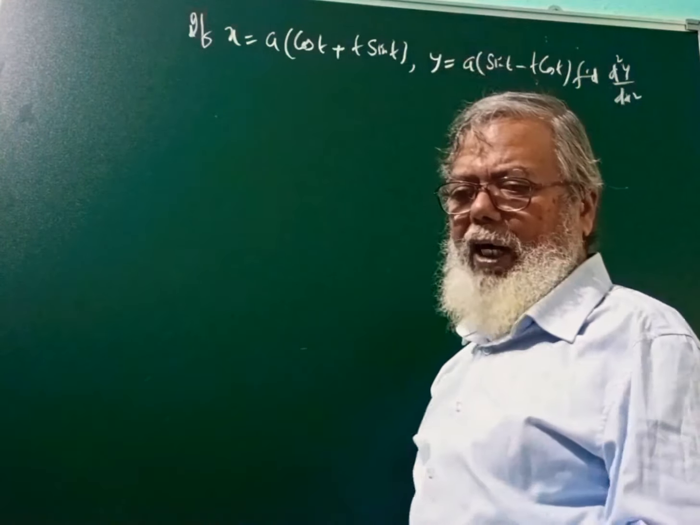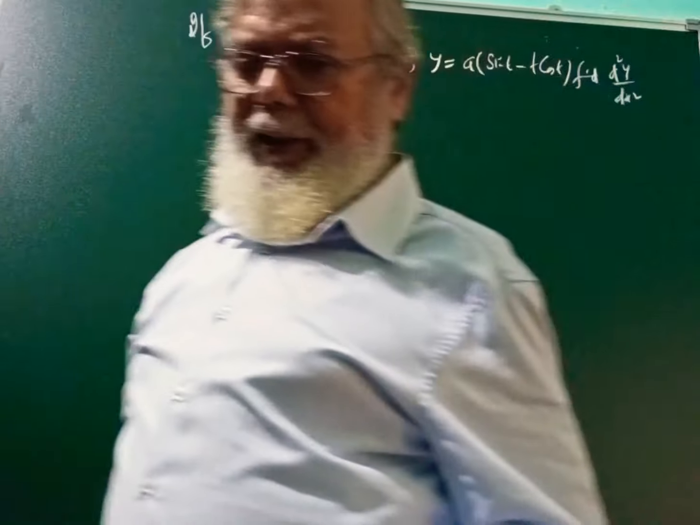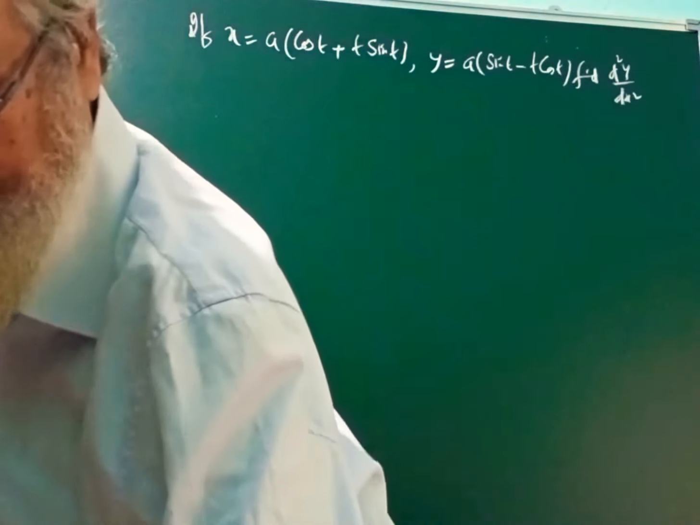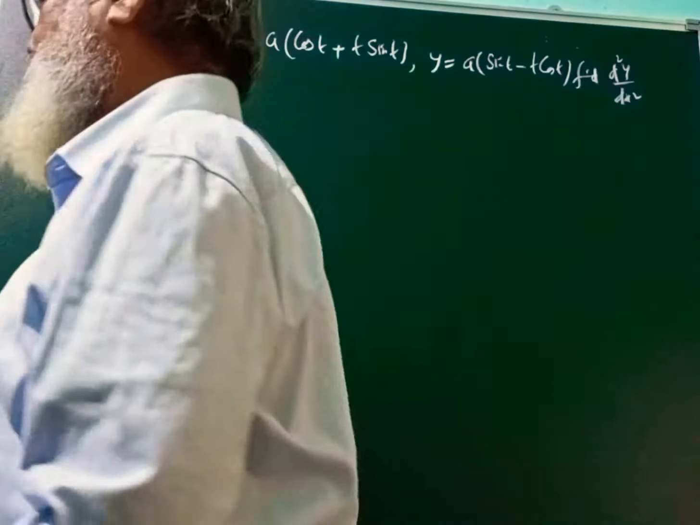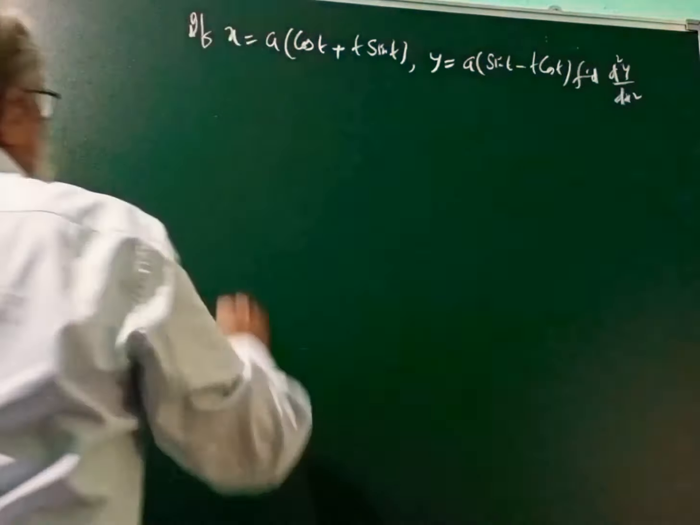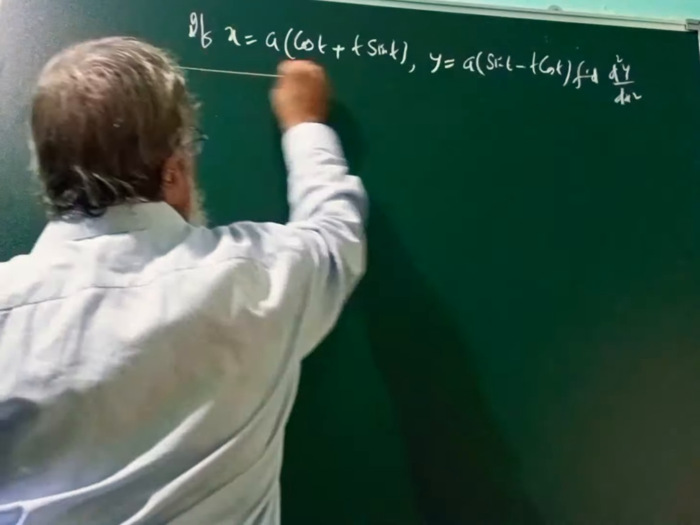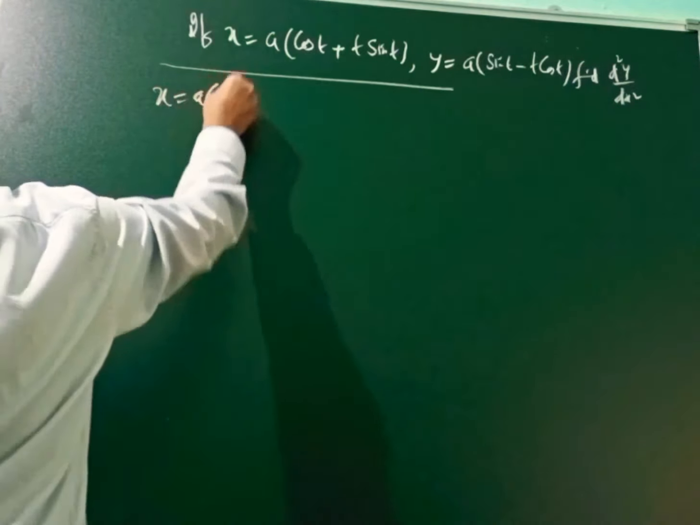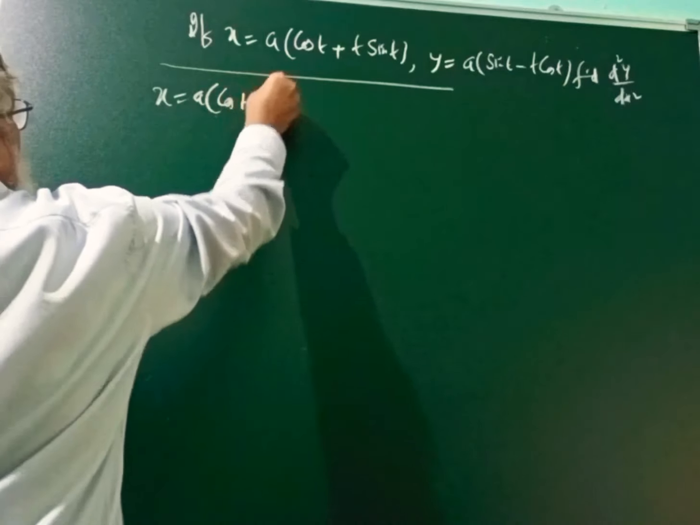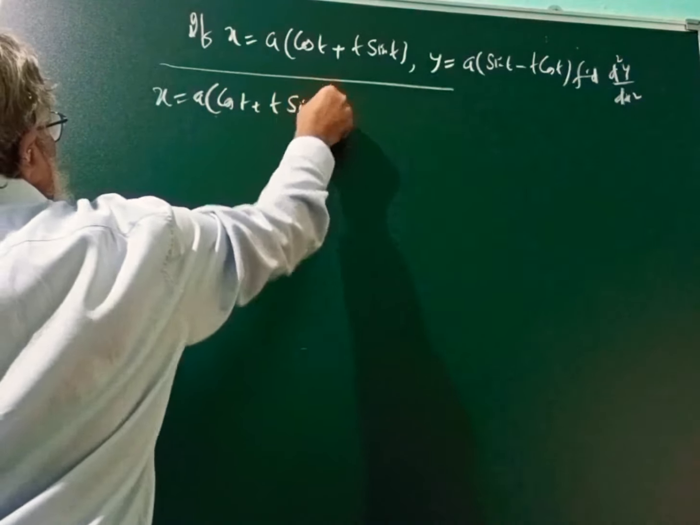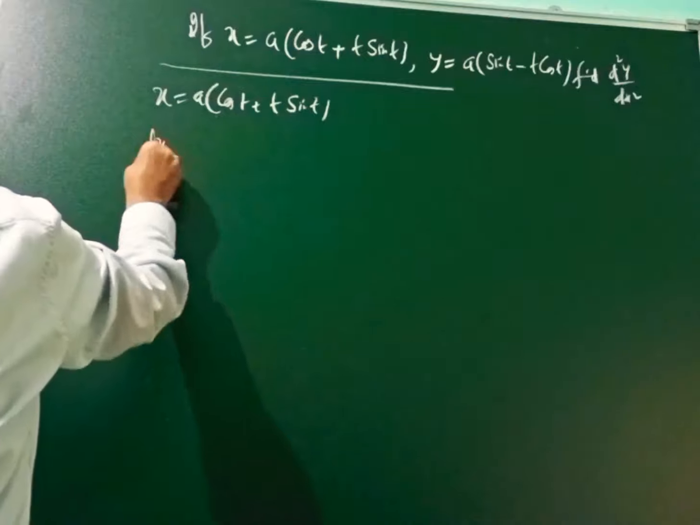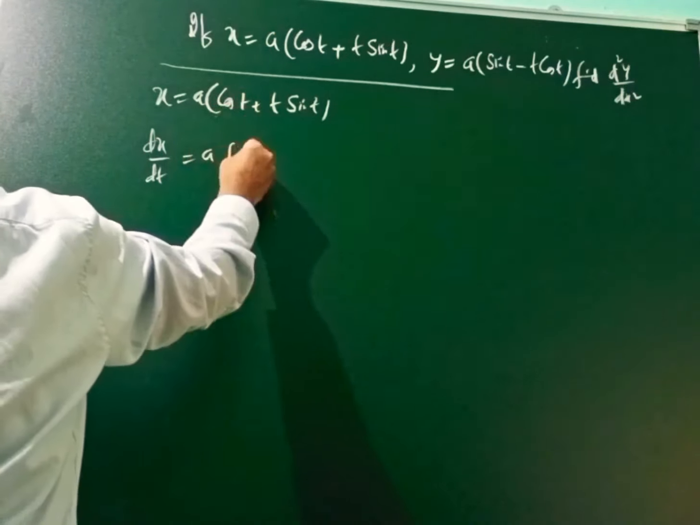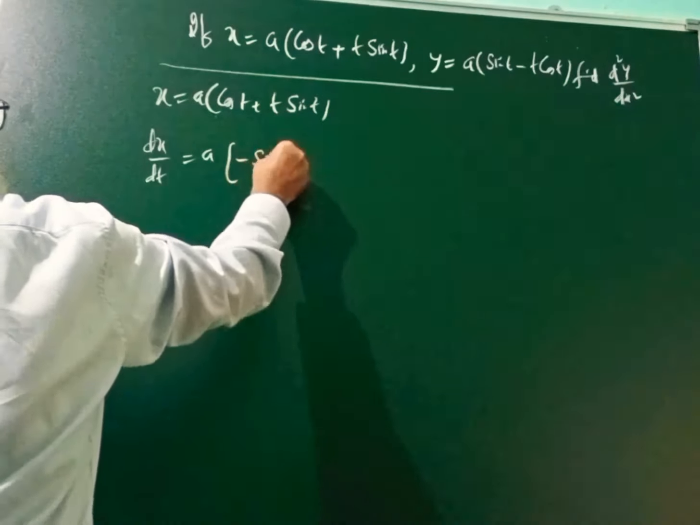This type of problem we have already done in parametric functions for single differentiation. Now it is for double differentiation. Let us start. Let us take first x. x is equal to a into cos t plus t sin t. Now differentiate x with respect to t. a is constant. Differentiation of cos t is minus sin t.